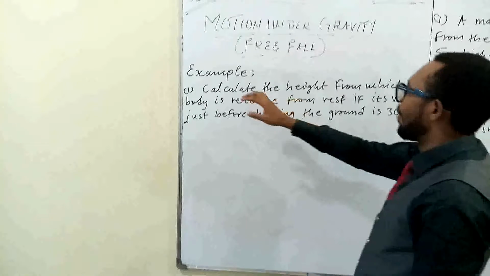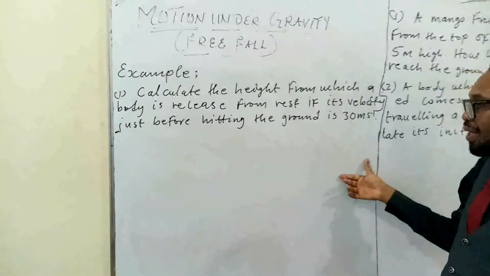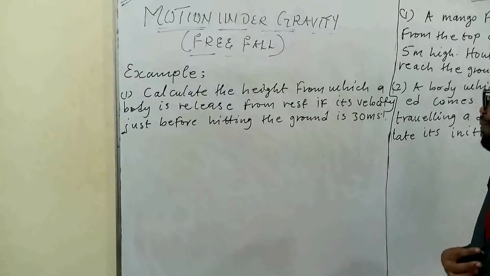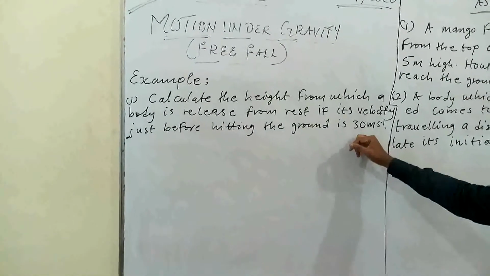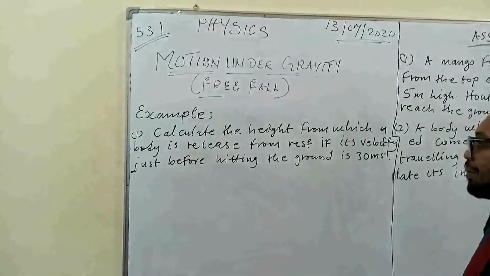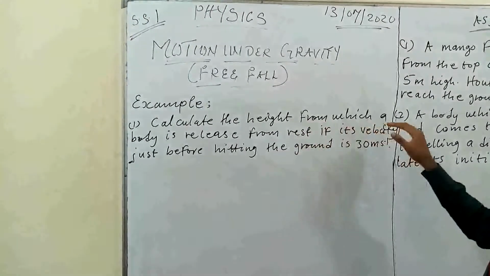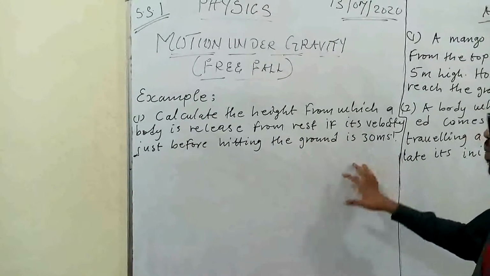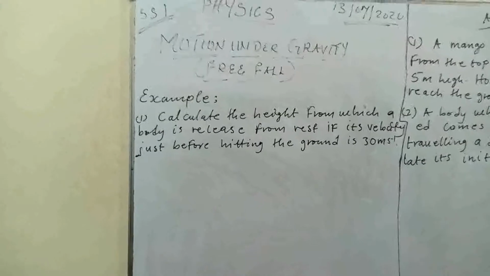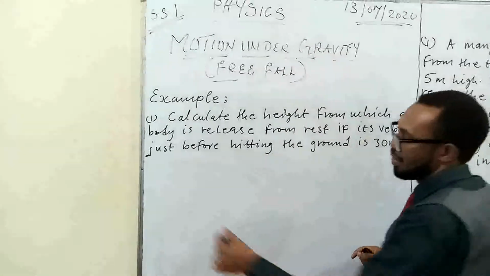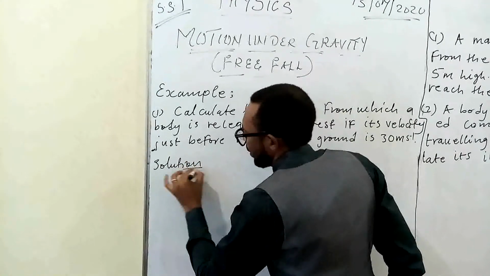Okay, now you have on the board: calculate the height from which a body is released from rest if its velocity just before hitting the ground is 30 meters per second. That simply means if we have to solve this, what equation of motion are we to apply?